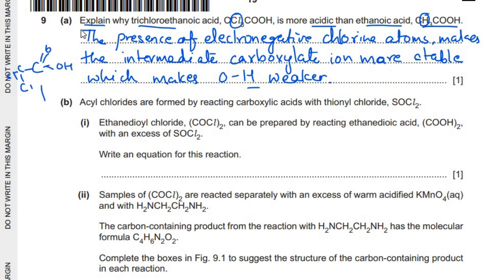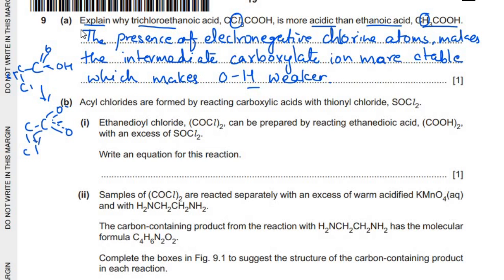that the intermediate carboxylate ion has a negative charge delocalized between the two oxygen atoms. And if there is chlorine beside the carbon carrying the carboxylate ion, that group is electron withdrawing. Because it is electron withdrawing, the negative charge is not localized on the two oxygen atoms, it moves towards the chlorine.